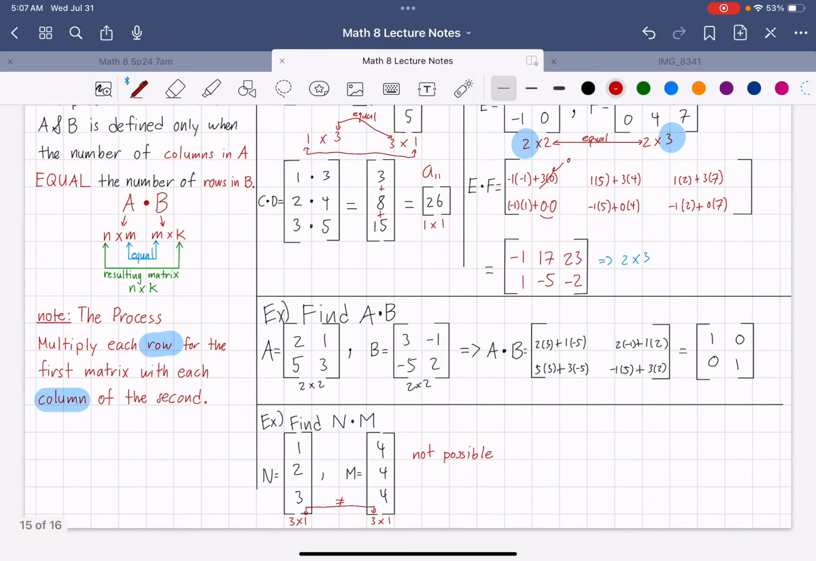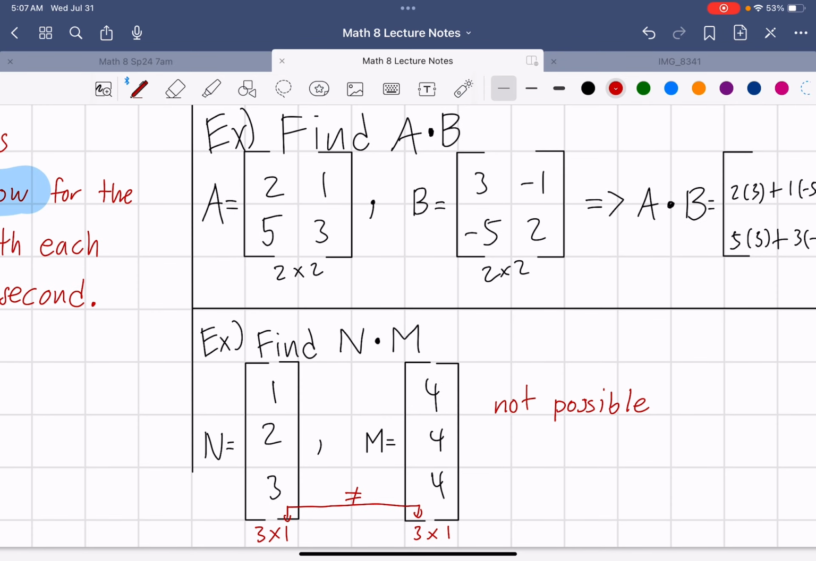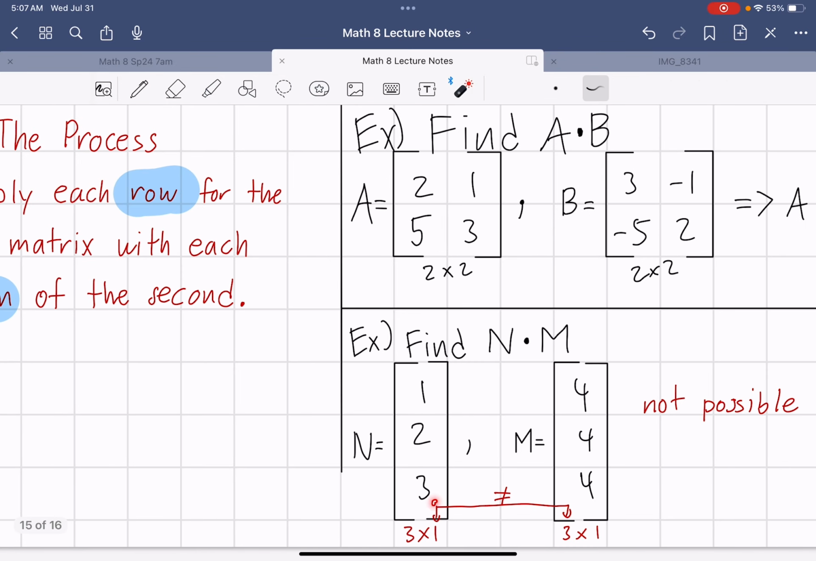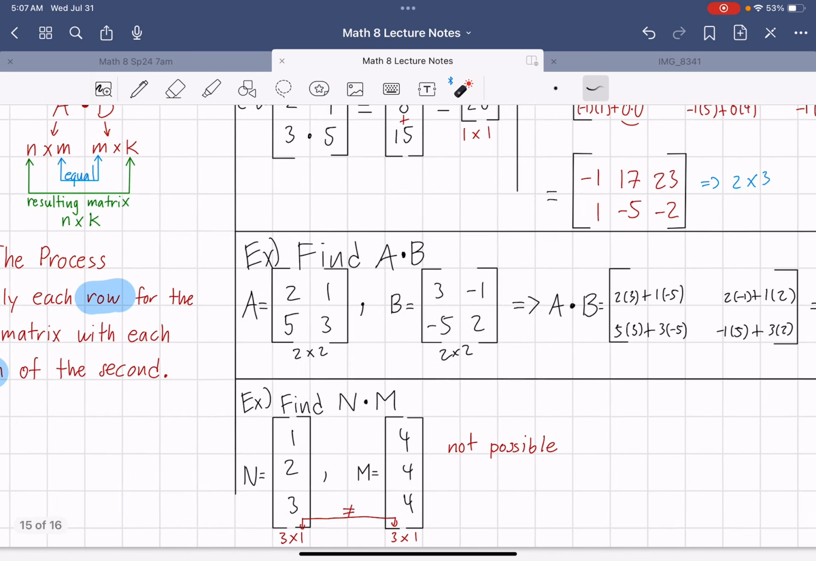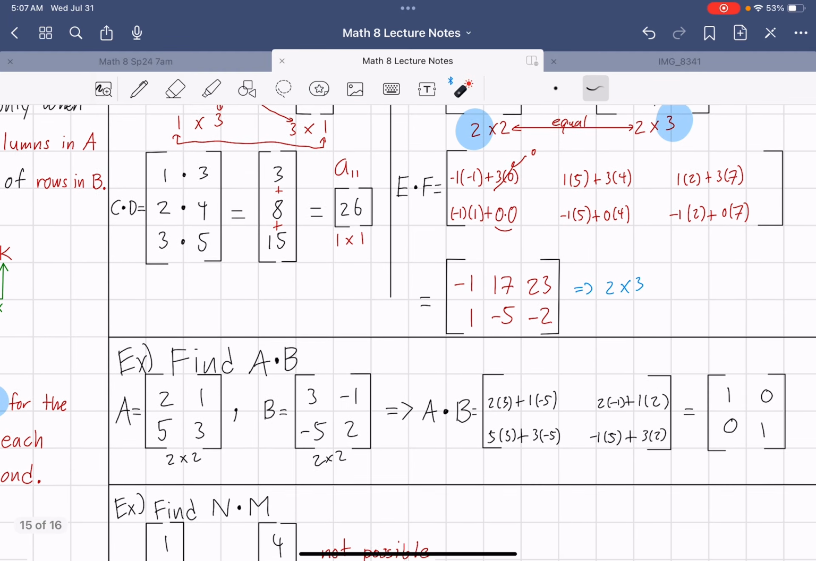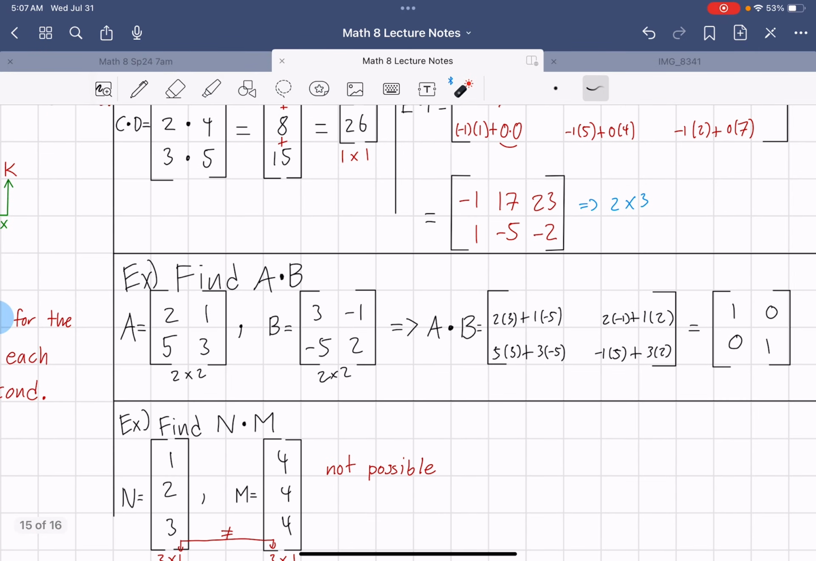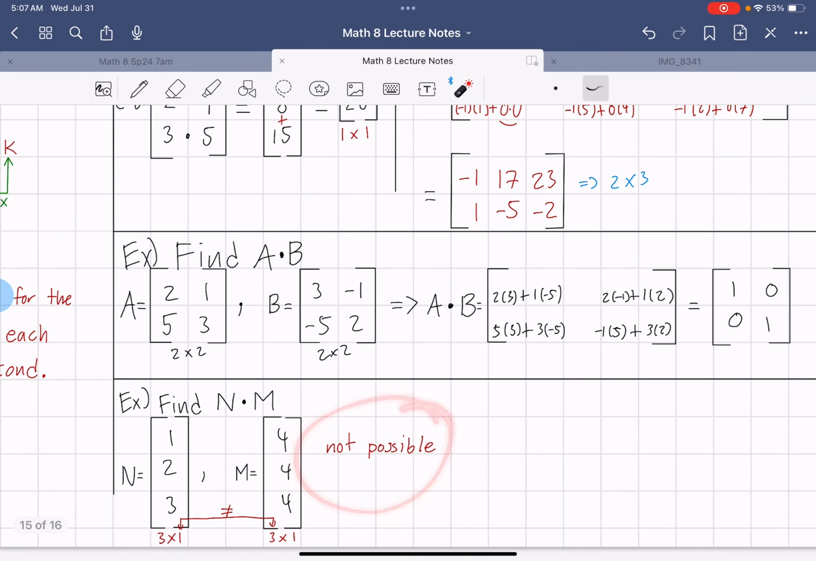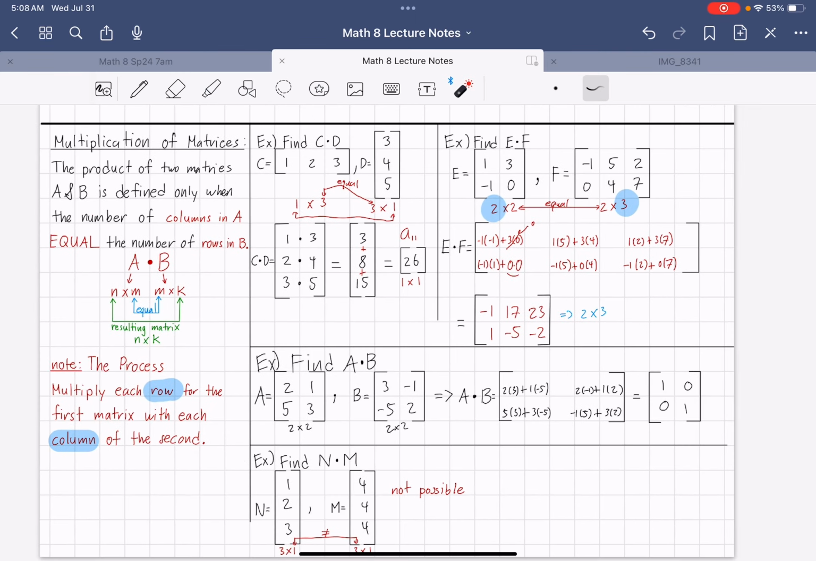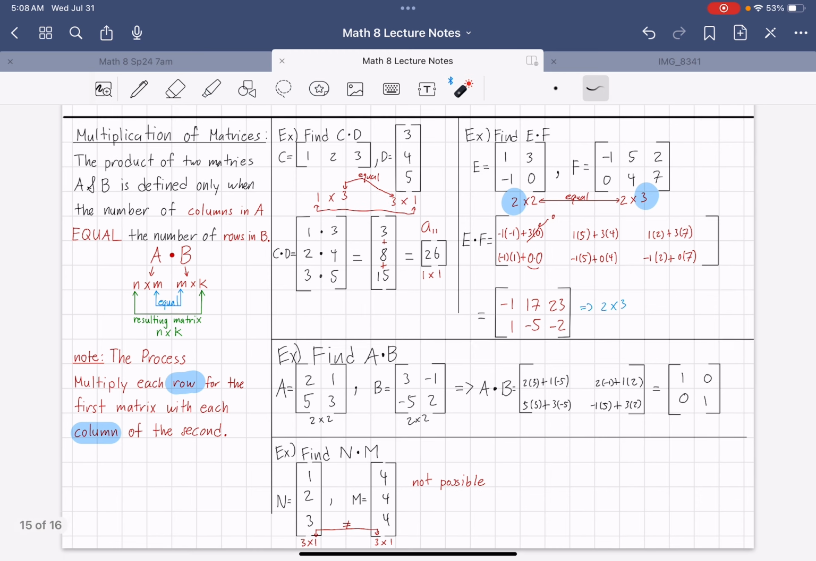Again, it's not possible because they don't share equal dimensions for columns and rows. But if you want, try your own examples. Just switch up the matrices, use different values, and see if it's possible or not, and then practice that rotating of 90 degrees, multiplying straight across, and then adding those products together. We will look at how this is applied in the next section, but I'll stop this here.